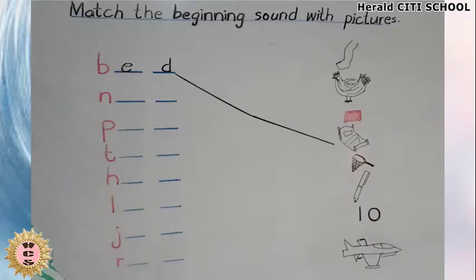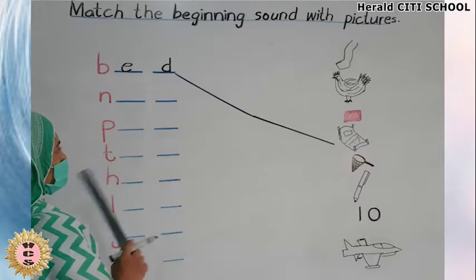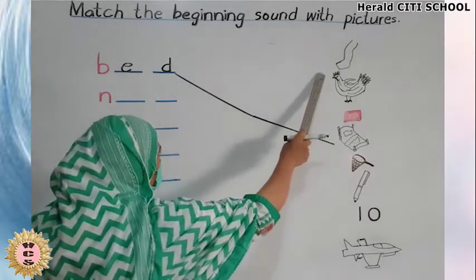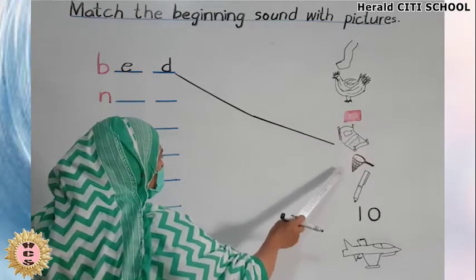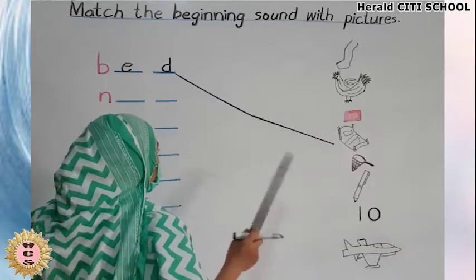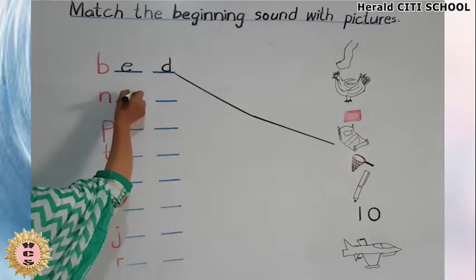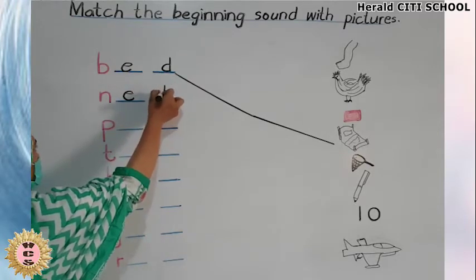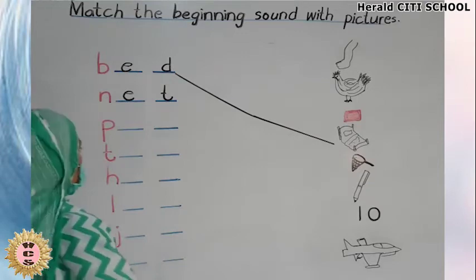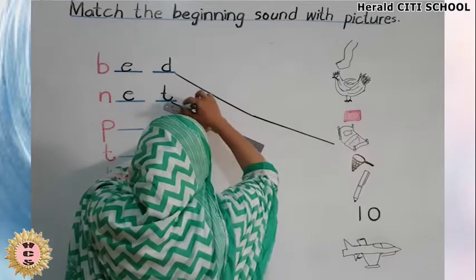And which sound is this? And which picture starts from this sound? This is leg, hen, red, bed, net. Net. And the spelling of net is N E T, net. Now children, we will match the spelling of net with the picture of net.